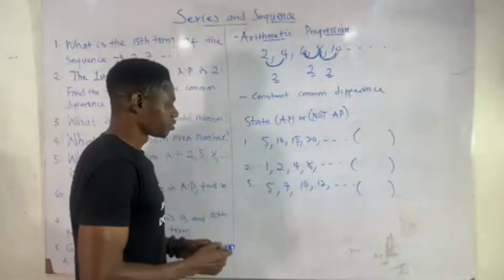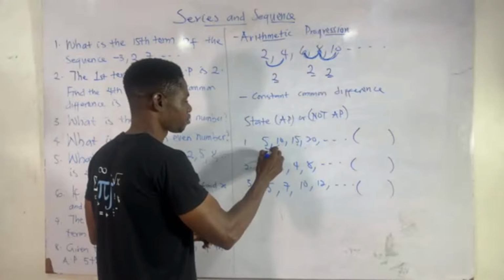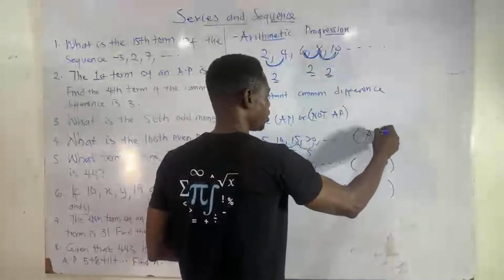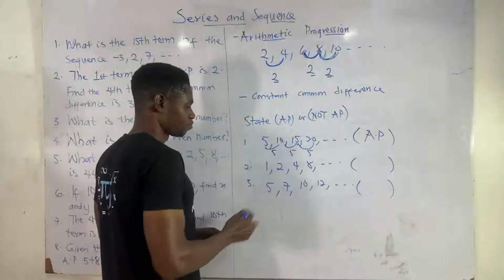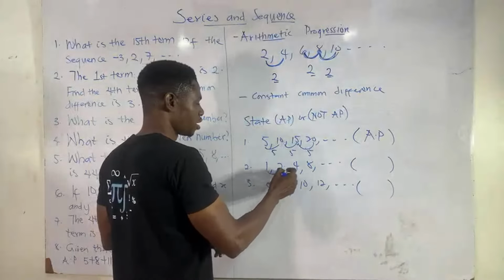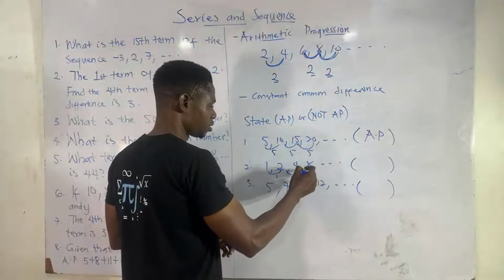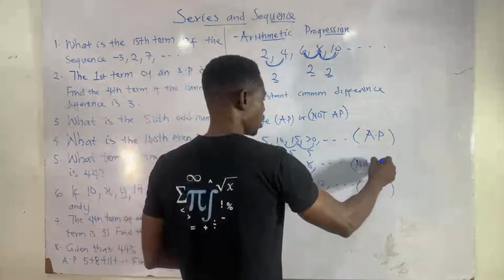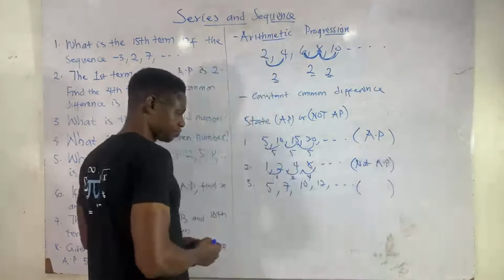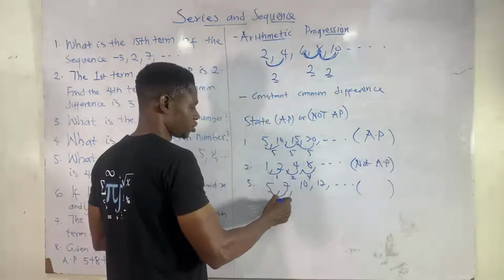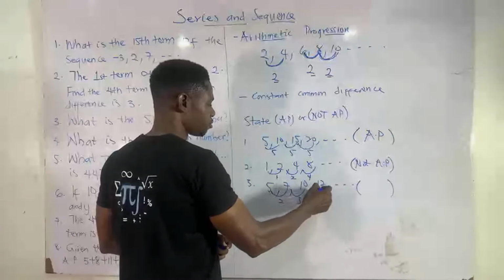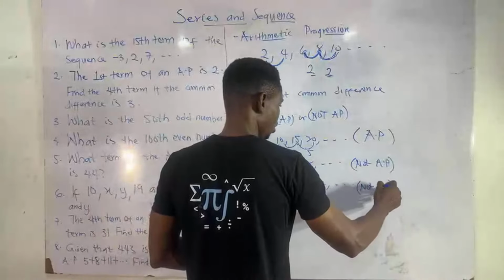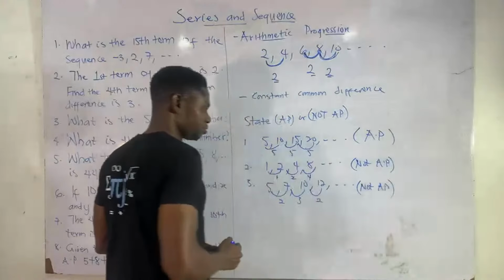Okay, so number 1, what's the difference? 5. The difference, 5. The difference, 5. So this is an AP. What's the difference? 1. The difference, 2. The difference, 4. So it is not common. So this is not an AP. The difference, 2. The difference, 3. The difference, 2. So this is not an AP.